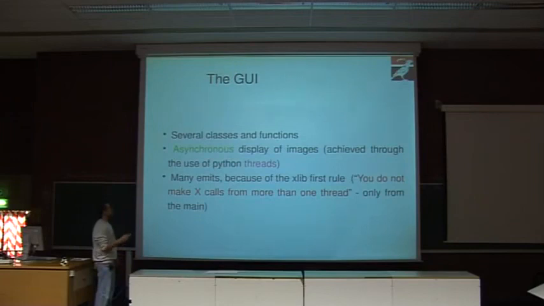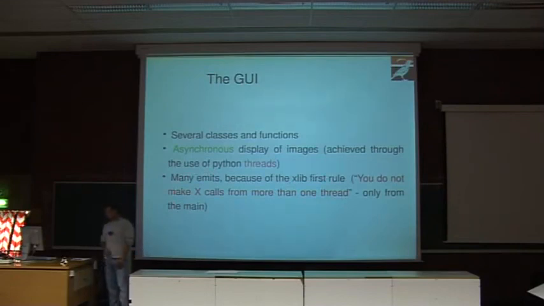It's composed of several classes and functions, and it displays images asynchronously. And there are many emits. This is for Qt programmers, obviously. Many emits, because of the first rule of Xlib: you don't make any GUI changes except from the main class. Otherwise, your program will crash all the time.